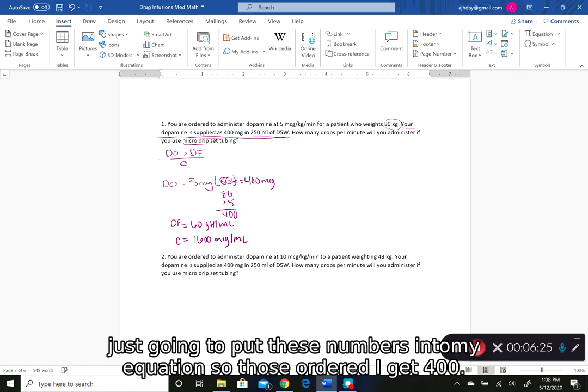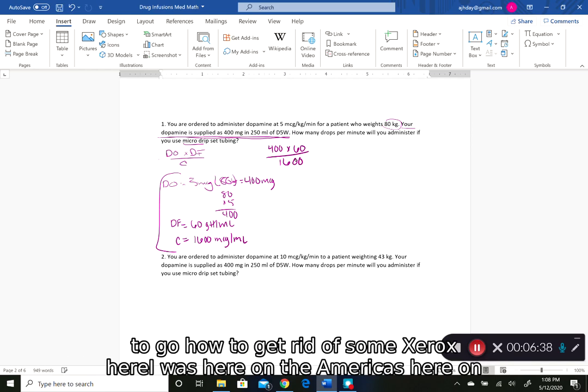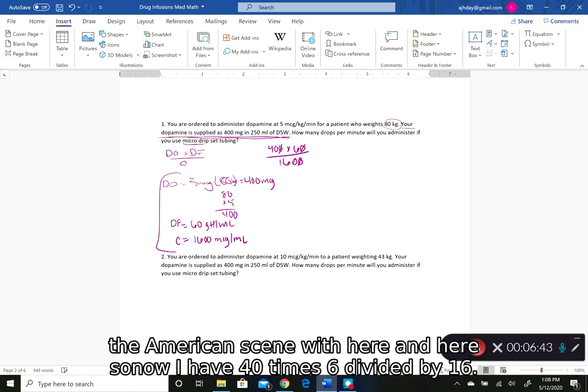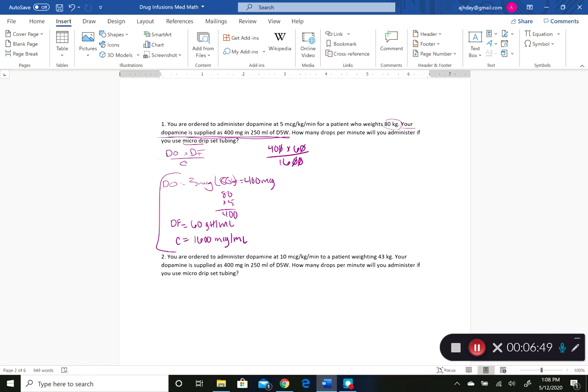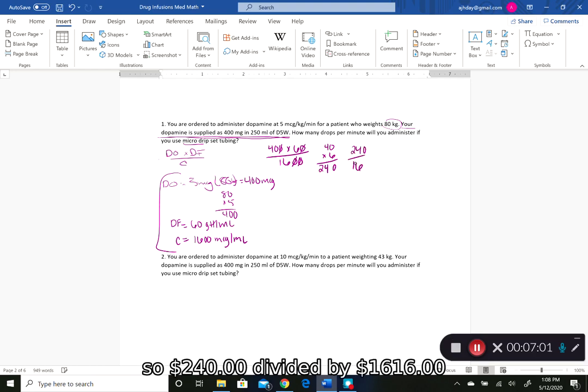So now I'm just going to plug these numbers into my equation. Dose ordered, I have 400. Drip factor, I have 60. My concentration, I have 1600. Let's go ahead and get rid of some zeros here. I have a 0 on the end there, 0 on the end there. Same with here and here. So now I have 40 times 6 divided by 16. Let's go ahead and do 40 times 6. 6 times 0 is 0. 6 times 4 is 24. So I have 240 divided by 16.